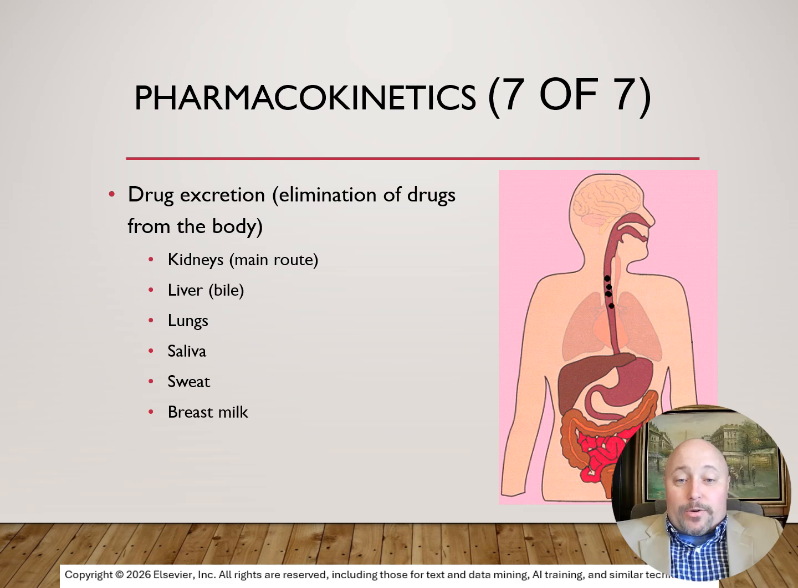Drug excretion, or the elimination of drugs from the body, can occur in many different areas. The kidneys being the primary site where drugs are excreted with the urine. But this can also come from the liver in the form of bile excretion, lungs, saliva, sweat, and even breast milk.